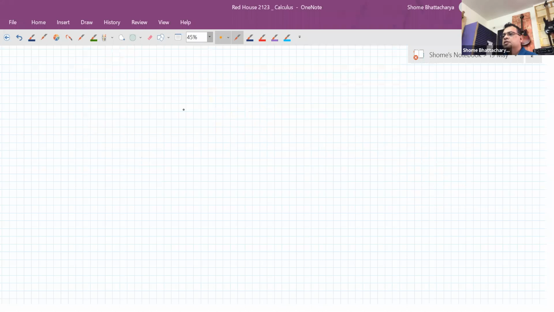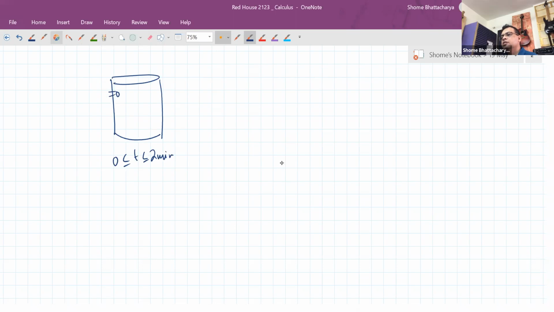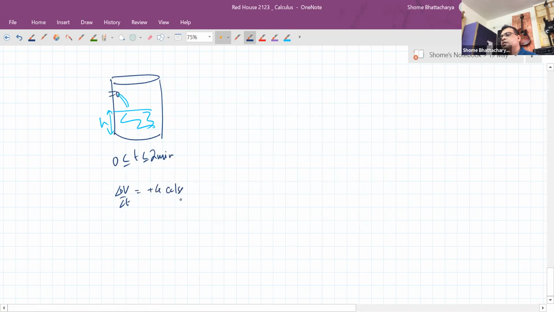Right. So what was happening here is from 0 to 2 minutes, there was only water coming through the inlet. There was no leakage. So the level of water was going up. So during this time, we saw that delta V by delta T was the rate of inlet, which was plus 4 cc per second. Okay.